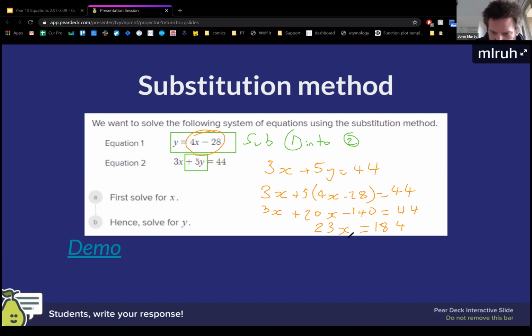Dividing 184 by 23 will give us x is equal to 8. 8 times 20 is 160, 8 times 3 is 24, so 184 divided by 23 will be x equals 8.